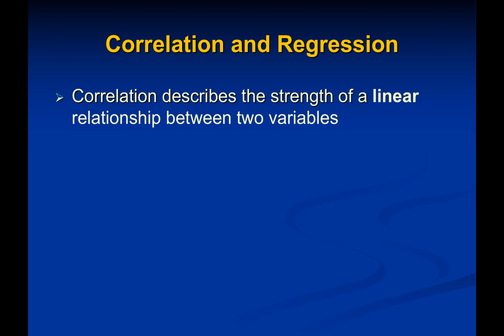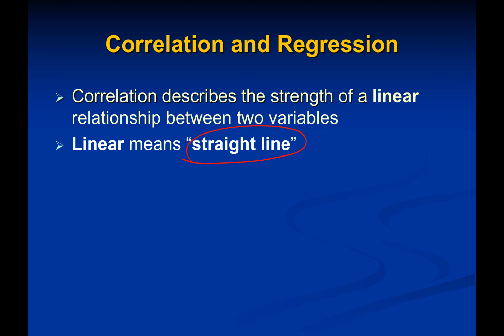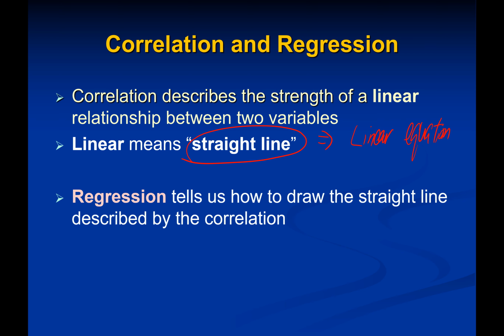Correlation describes the strength of the linear relationship between two variables. Linear means straight line, using a linear equation to capture the relationship. Regression tells us how to draw a straight line described by a correlation.